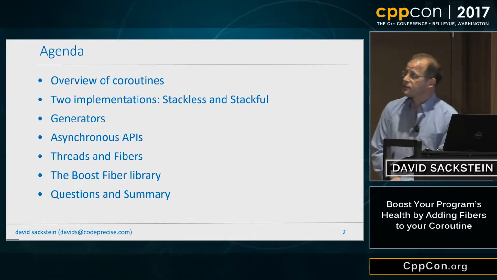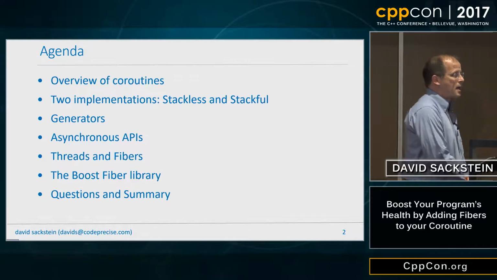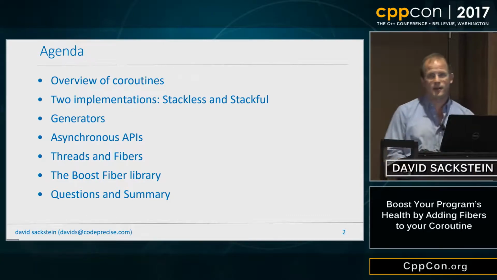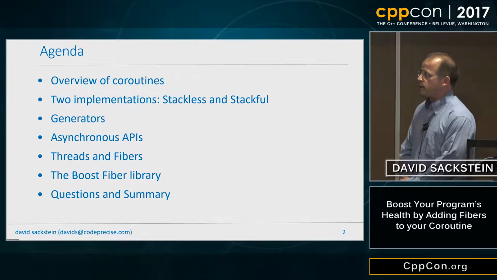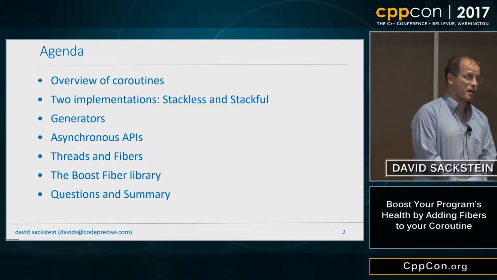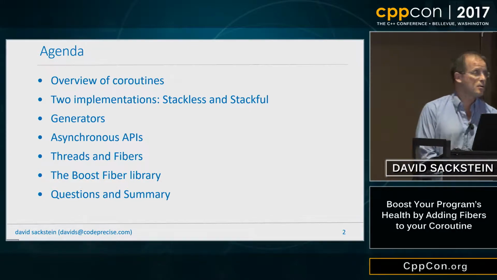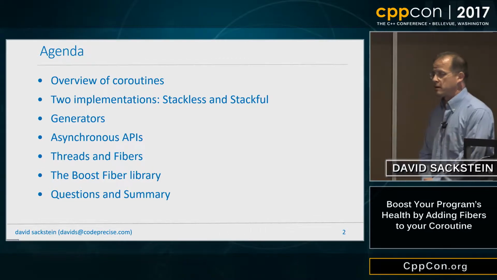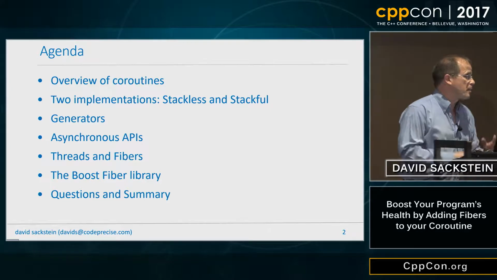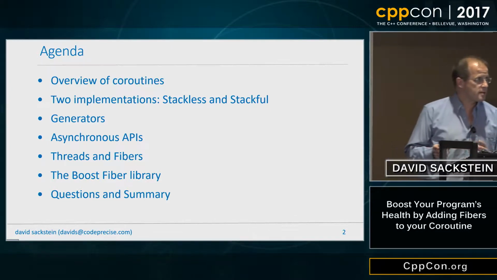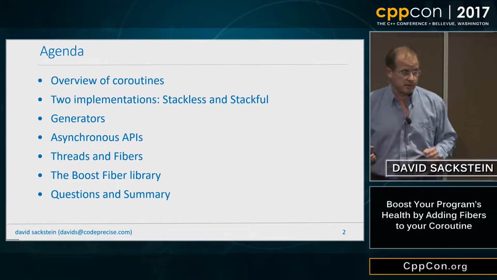So the agenda for today is as follows. I'd like to start with an overview of coroutines and to discuss two high-level implementations, the stackless and the stackful. These two implementations are similar in the way they are used, but there are subtle differences. And we're going to be discussing the Coroutine TS and Boost Coroutine 2. Then we're going to talk about specific use cases. One is generators, it's a family of use cases, and asynchronous APIs.